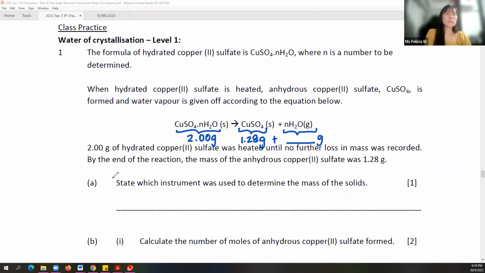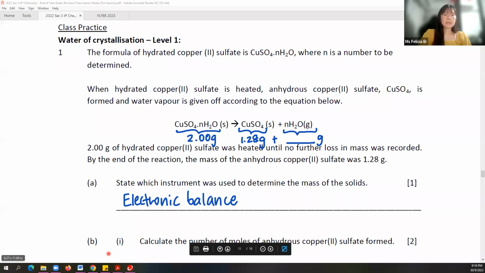So for part A, state which instrument was used to determine the mass of solid. Can anyone tell me the answer? Which apparatus do you use to measure mass in gram? What's the answer? Correct, thank you, Ethan. So it's the electronic balance. Yep, write it in.